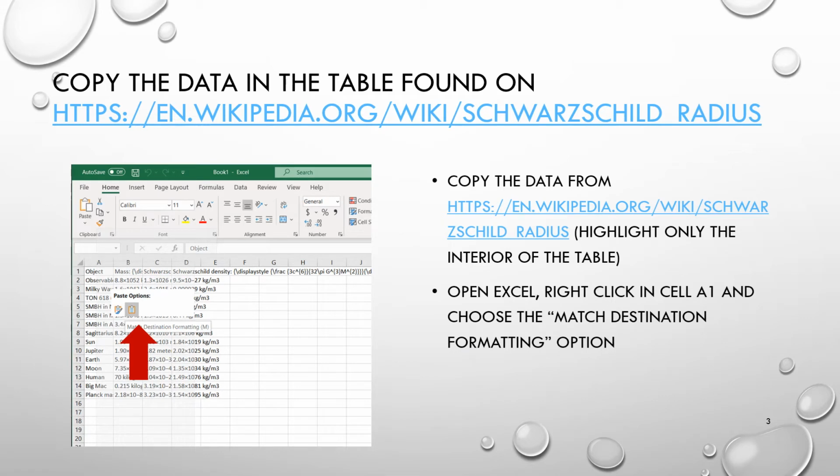For this exercise, we're grabbing the data from the Wikipedia page on the Schwarzschild radius. Remember when copying the data to highlight only the interior of the table, and then over in Excel, get up into cell A1 and right-click, and it's probably easiest if we choose the match destination formatting, then we won't get any hyperlinks and so on.